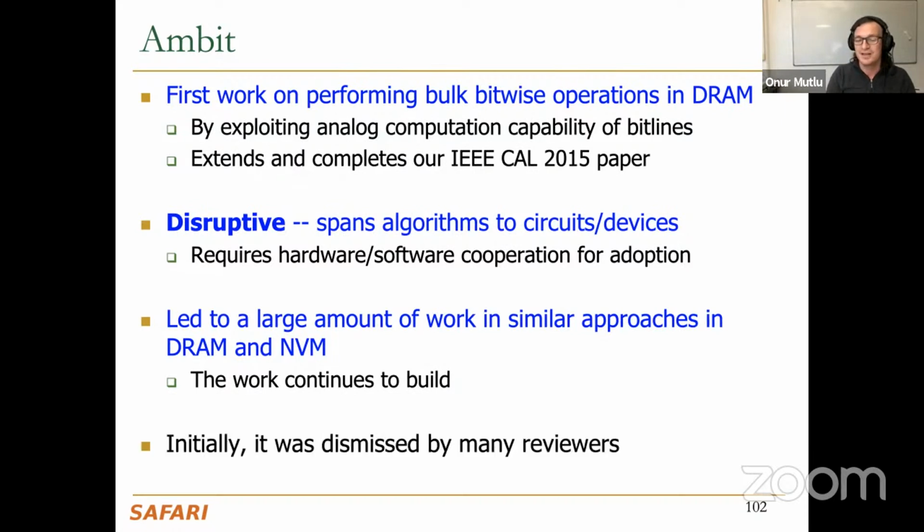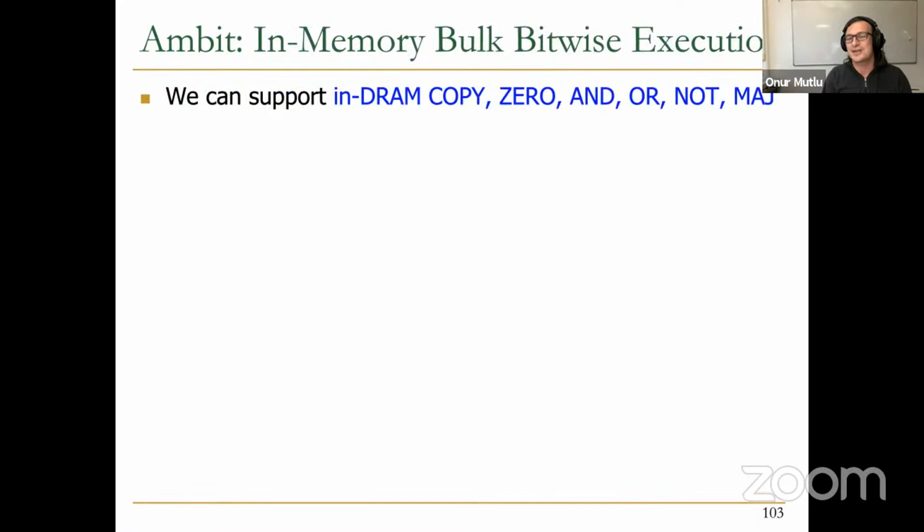as well as RowClone work. Initially, it was dismissed by many reviewers, perhaps because it was too disruptive. It was too big of an idea to really accept. But I will also argue that the reviewers were focusing on the wrong things, as you will see, hopefully. It was rejected from 4 conferences before it was accepted to MICRO 2017. So let me give you the idea so that you can appreciate it a little bit.